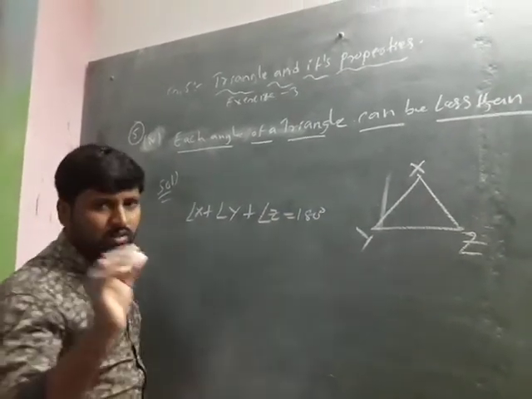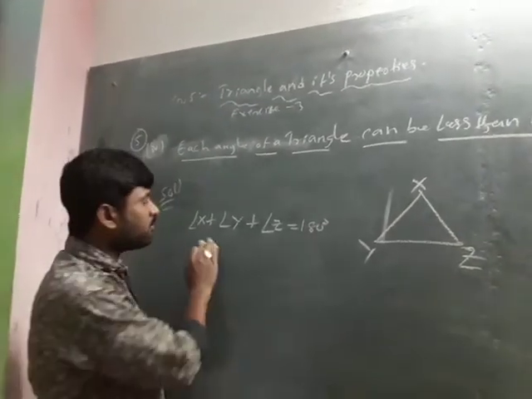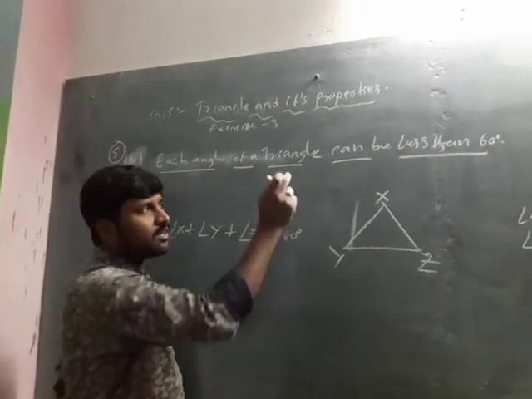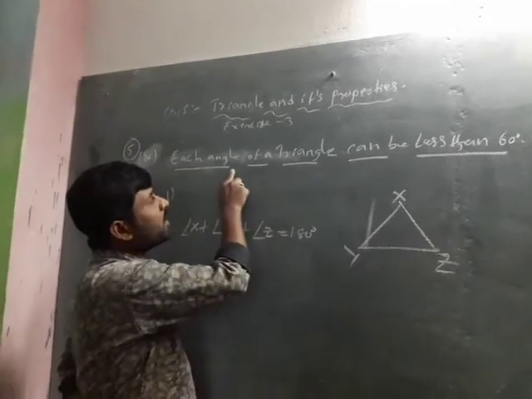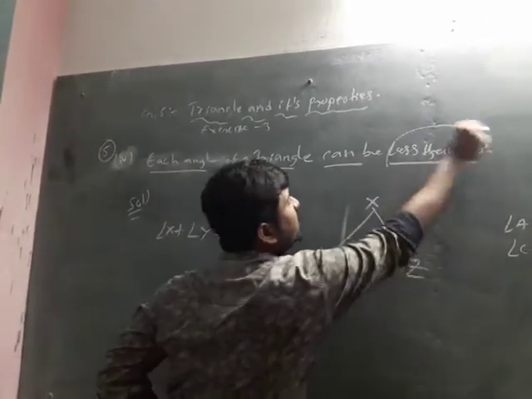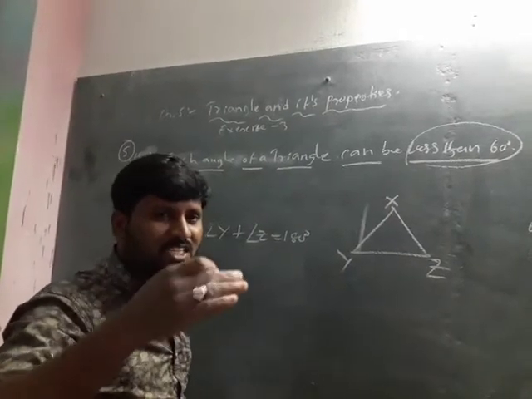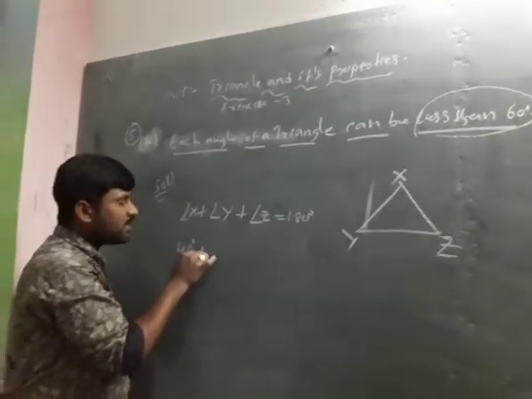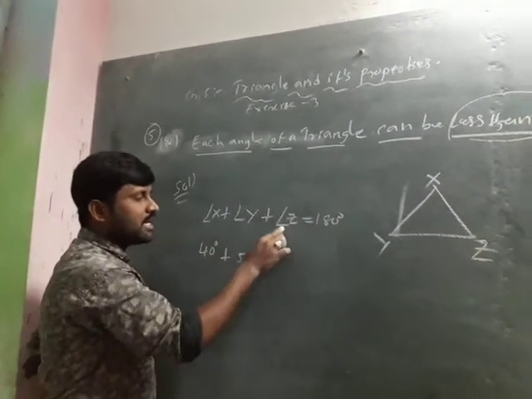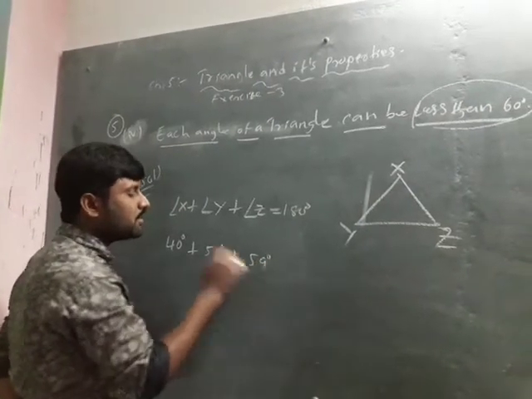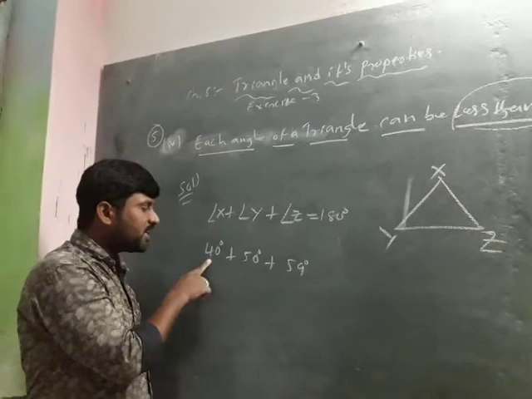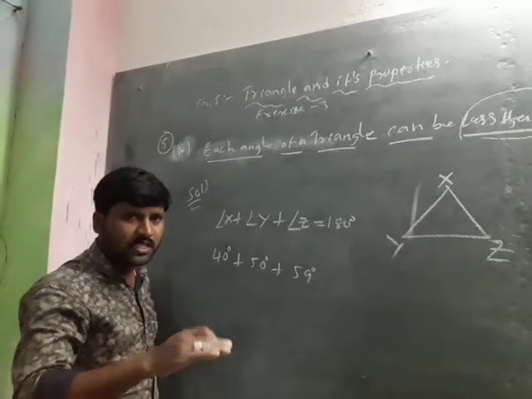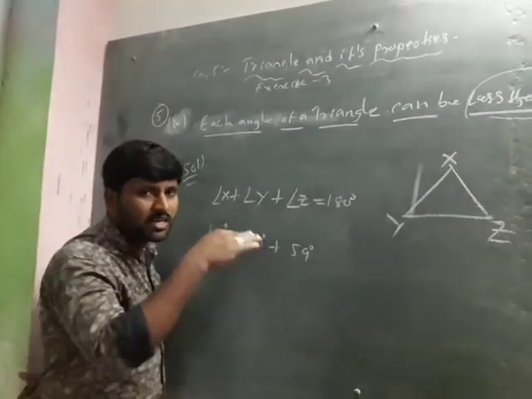Means according to the angle sum property of a triangle, the sum of the three angles of a triangle is equal to 180 degrees. So now coming to the given statement, each angle of a triangle can be less than 60 degrees. అంటే ప్రతి యాంగిల్ కూడా 60 degrees కంటే తక్కువ ఉంటుందా అంటున్నాడు. సో ఓకే తీసుకుందాం, యాంగిల్ x 40 degrees, యాంగిల్ y 50 degrees, యాంగిల్ z 59 degrees. Now see, 40 degrees is less than 60 degrees, 50 degrees also less than 60, అంటే 60 కంటే తక్కువే కదా. 59 degrees also less than 60.